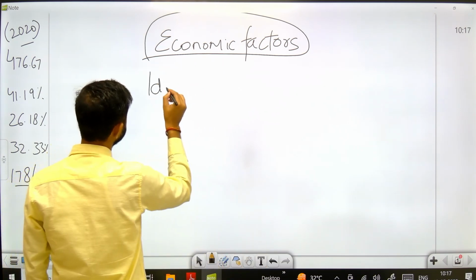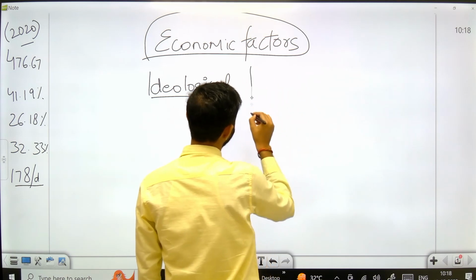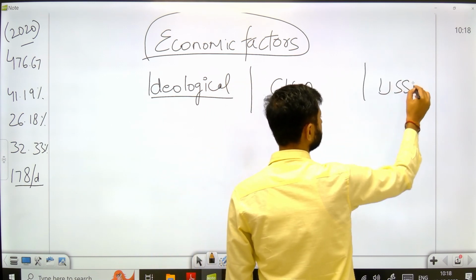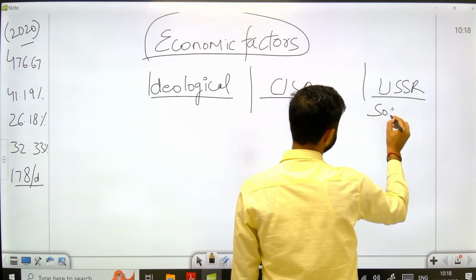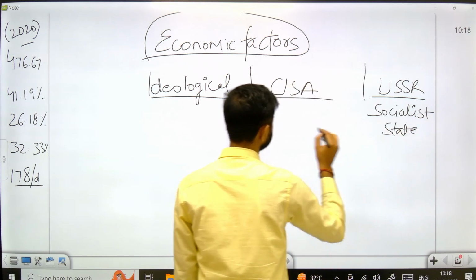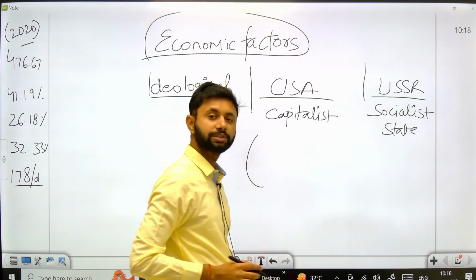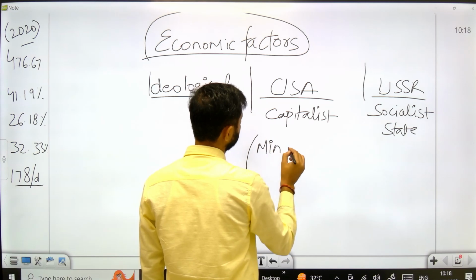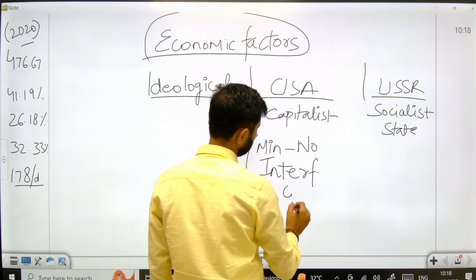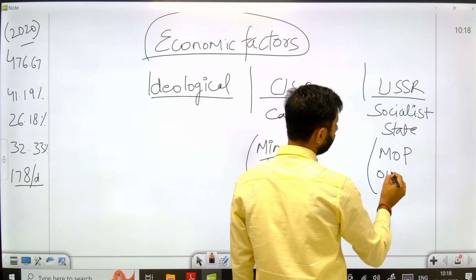First of all, on ideological lines, we will compare USA and USSR, erstwhile Soviet Union, which was a socialist state. USA, capitalist. In capitalist system, there is minimum to no interference by the government. In socialist system, most of means of production are owned by government.